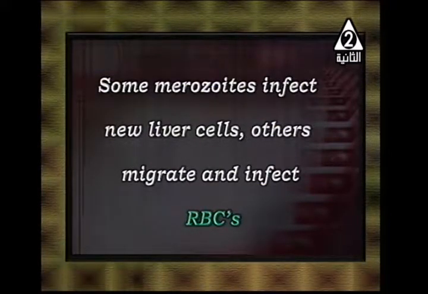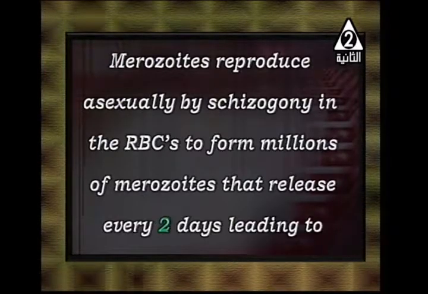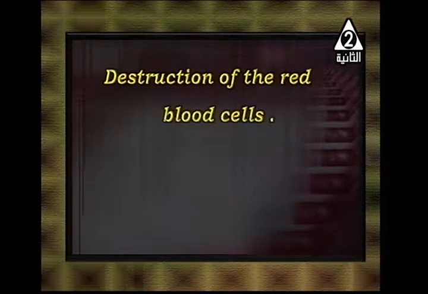They infect red blood cells. But what's going to happen by infecting red blood cells? The merozoites reproduce asexually. Again, we are still inside asexual reproduction. Remember that. The merozoites reproduce asexually by schizogony inside the red blood cells to form millions of merozoites that are released every 2 days. That causes the complete destruction of the red blood cells.